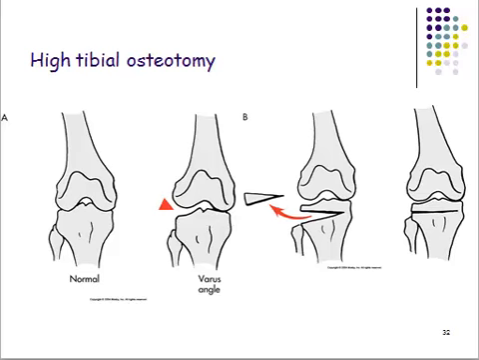This is considered a temporary solution for approximately 7 to 10 years. The procedure distributes forces and compressive loads more evenly, and this is more successful in patients under 50 years of age with at least 120 degrees of knee flexion. So as you can see, this is used for a younger individual to delay the need for total knee arthroplasty.